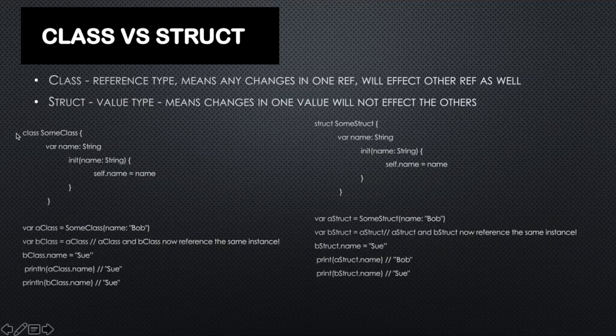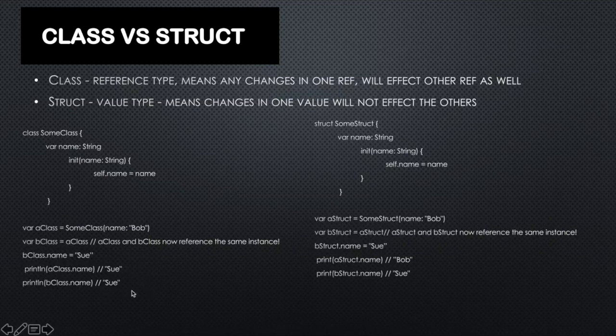So we have an example. Let's say we have a class, some class, and the variable is name variable, and in our init we are assigning the variable. Now we create an object of that class, a class, some class, name Bob. Then we create one more variable, b class, and we assign the reference of a class to b class. Now b class dot name equals Sue. So for b class it is Sue, but as you know, with a reference type, any changes in one reference will affect the other reference as well. Here we have assigned b class with a class. So if we change the b class name to Sue, then a class name will also be changed to Sue, even though we had set it to Bob. So that is why when you print a class dot name, that will also be Sue, and b class dot name will obviously be Sue.